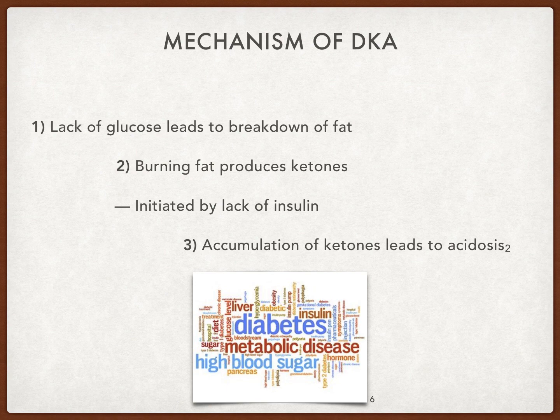DKA occurs when the cells in your body don't have the glucose that they need for energy. What this tells the body is that it needs to start breaking down fat to use for energy. This process of burning fat creates ketones as a byproduct and is usually initiated when the body does not have enough insulin to use glucose. When ketones accumulate, the blood becomes more acidic and the patient may start feeling sick as a result.